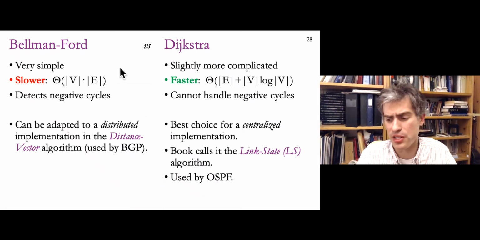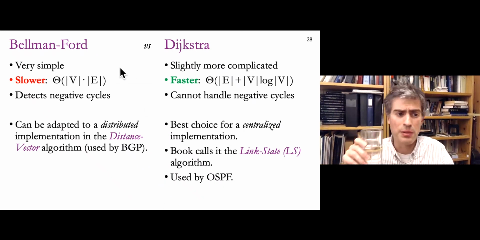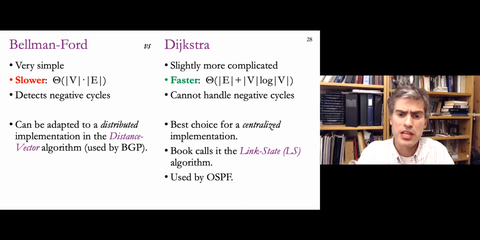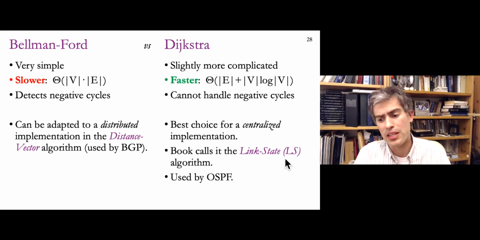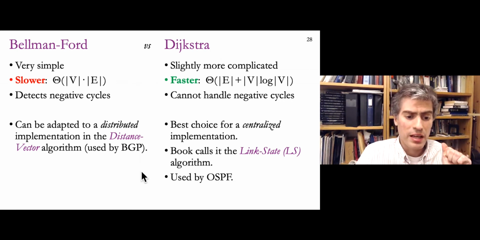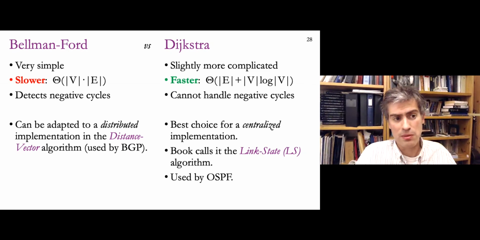And we're going to use both of these. In your third project, you're going to implement both of these, although Dijkstra's algorithm you'll implement directly for the link state algorithm. If you have the full information about the whole graph, you might as well use Dijkstra's algorithm because it is more efficient. Bellman-Ford can be adapted into a distributed implementation called the distance vector algorithm, which I'm going to show next. And this is what's used by BGP.